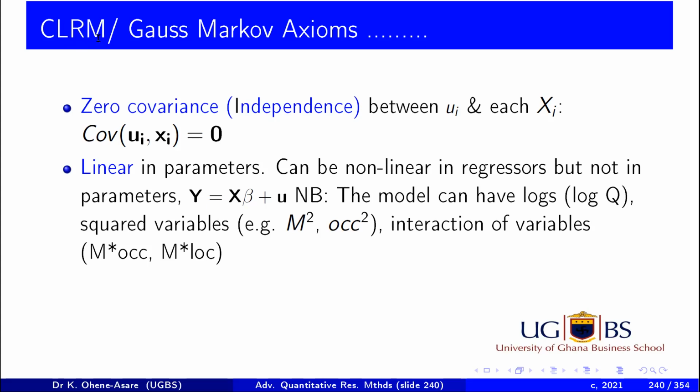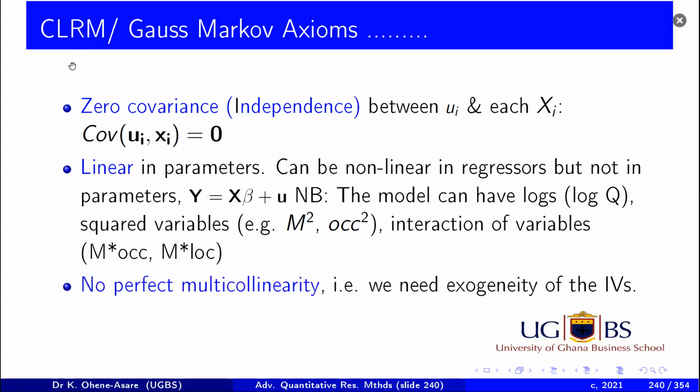Have you observed that four of them are all about the error term? And now we have one which is about the parameters. Let's go to the last but one. The last but one is known as no perfect multicollinearity, or better still, no high multicollinearity.